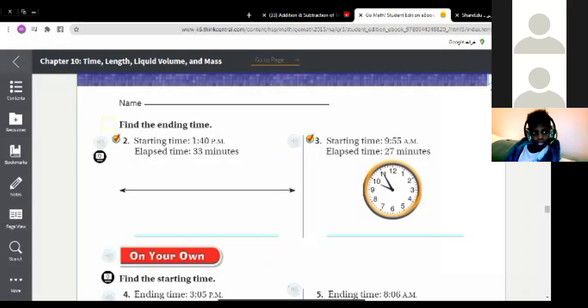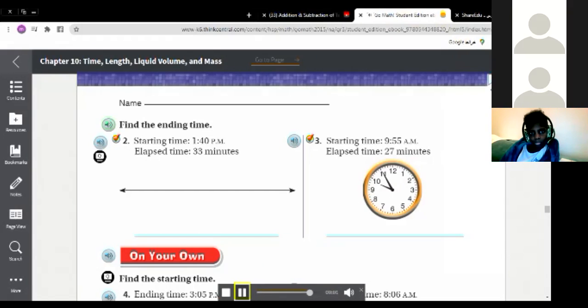Find the ending time. Find the ending time. 2. Starting time 1:40 p.m. Elapsed time 33 minutes.